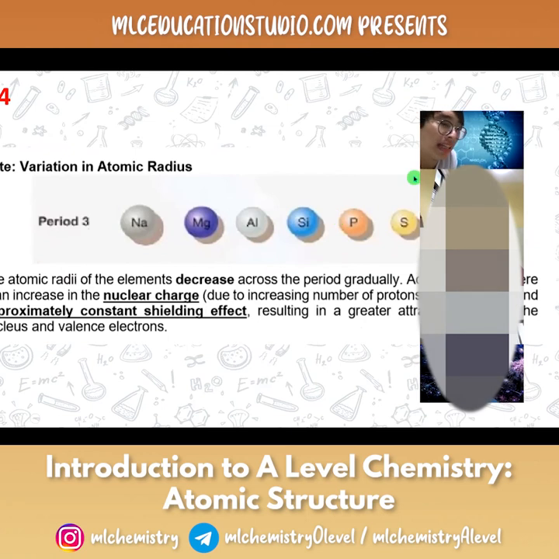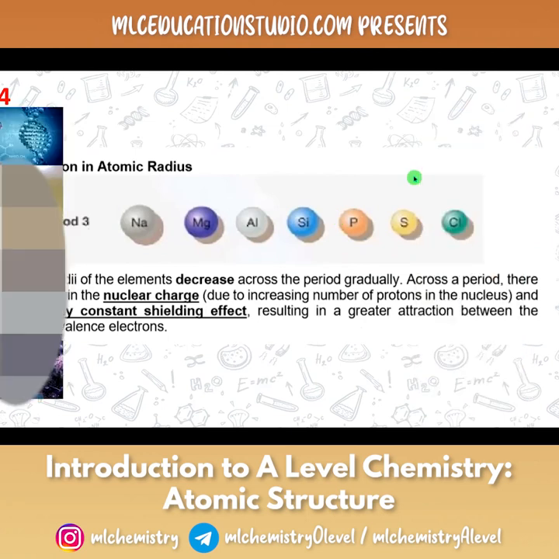Okay, this has implications on radius as well. So this same explanation, besides affecting the first IE, which increases across the period, also causes your atomic radius to decrease across the period. Why? Because across the period, nuclear charge increases, shielding effect remains constant. There's greater attraction on the outermost electrons, which means it will pull the outermost electrons closer, resulting in a smaller radius. Can you understand this?